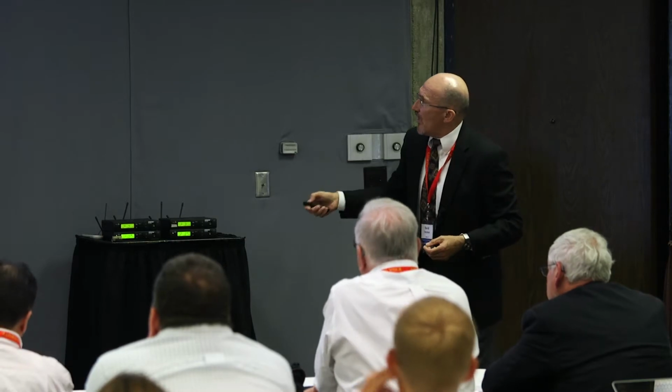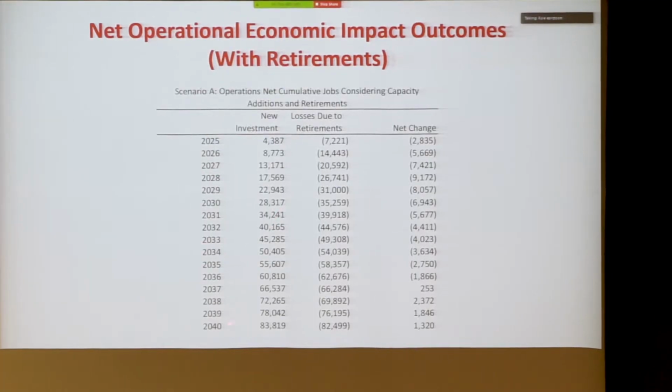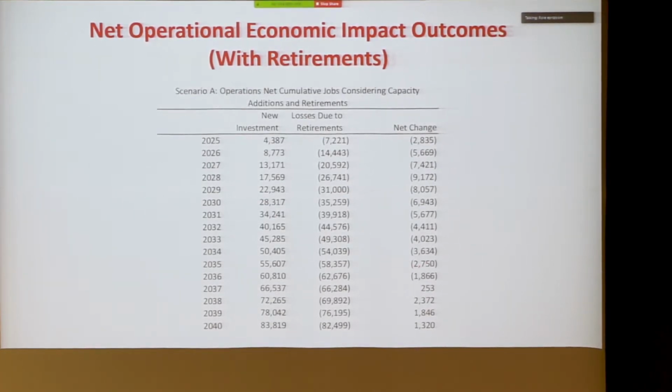So what we end up with is here's what's coming online with the new jobs, with the new investment. Here are the losses due to retirements. And in net, we actually get on the operational side a net reduction for a period of time, until it comes out positive in the last 4 years.